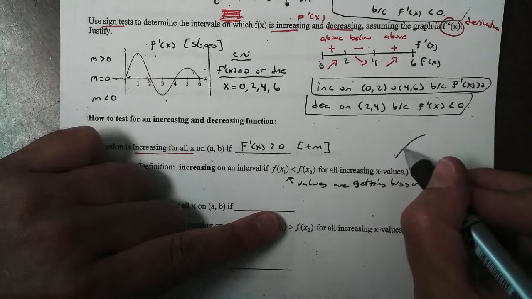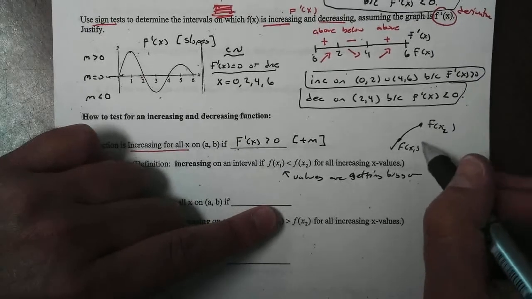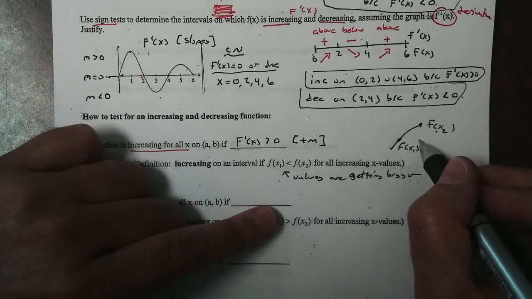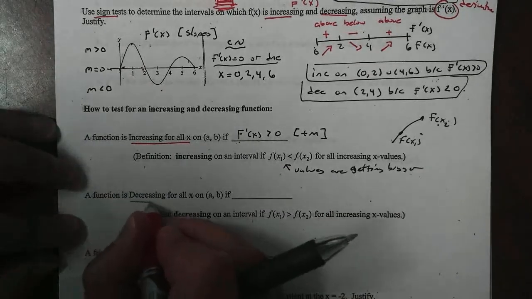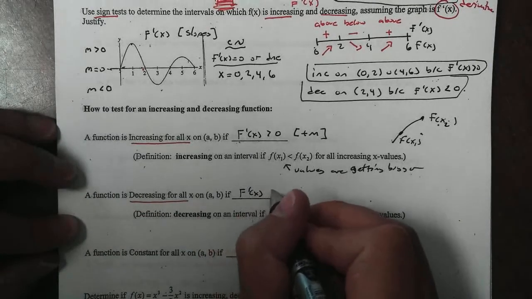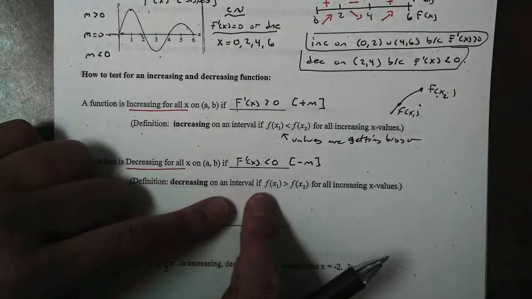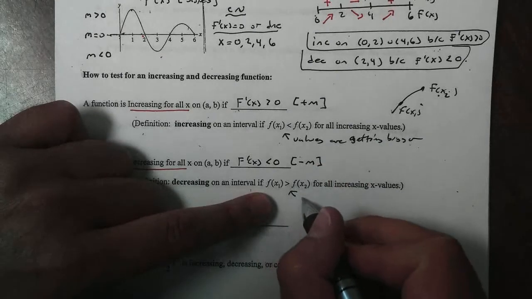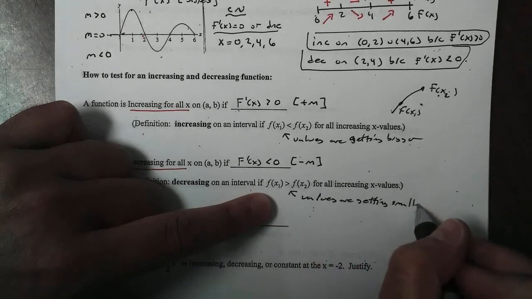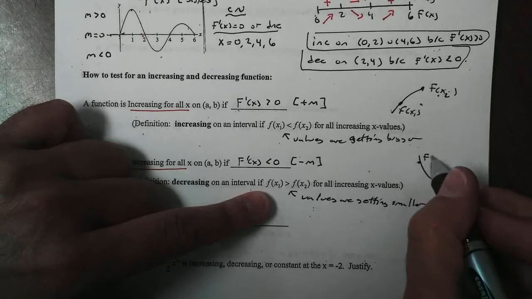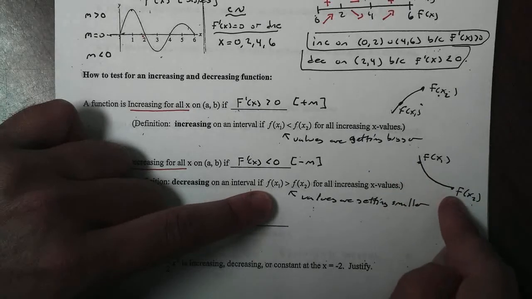For example, I have a function like this. If here is f of x1 and here is f of x2, we can clearly see that the second point is bigger than the first point, or that the first point is less than the second point. A function is considered decreasing if the derivative is less than 0. In other words, we have a negative slope. Again, by definition, decreasing on an interval if the values are getting smaller. And we can look at it graphically. If I have something like this, here's my first point, here's my second point. The values are getting smaller as we move to the right.